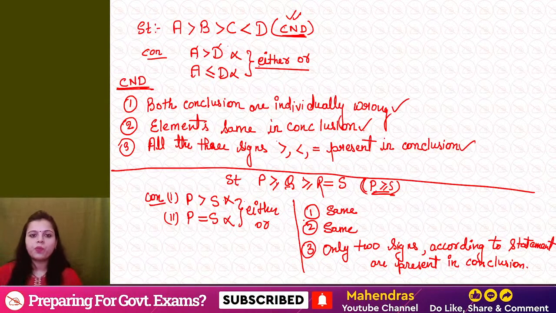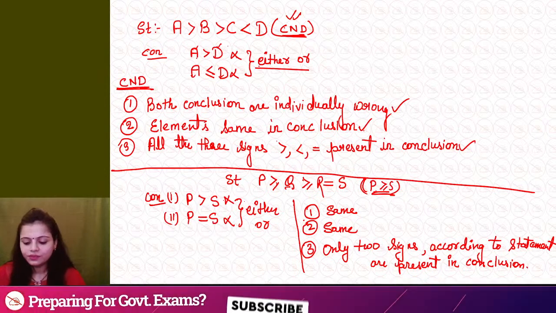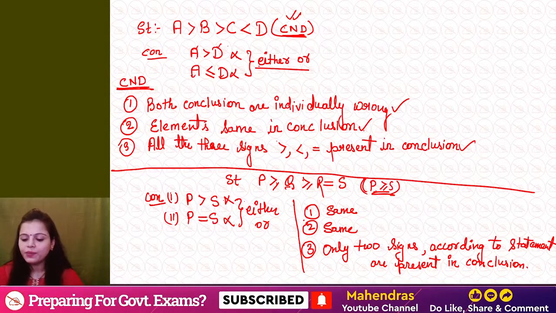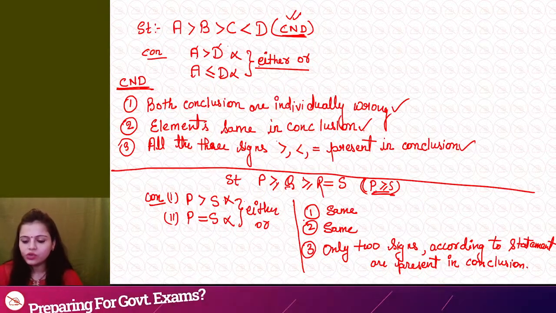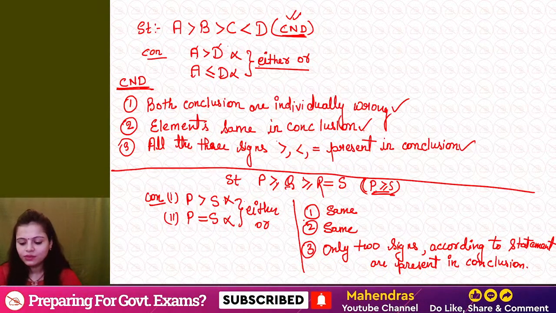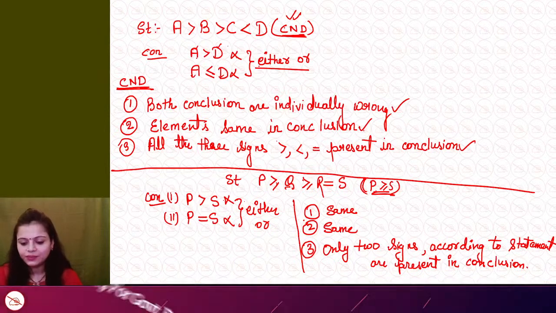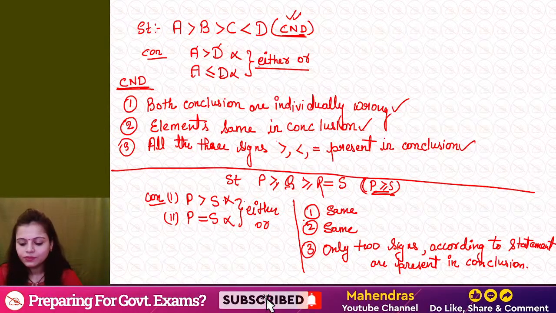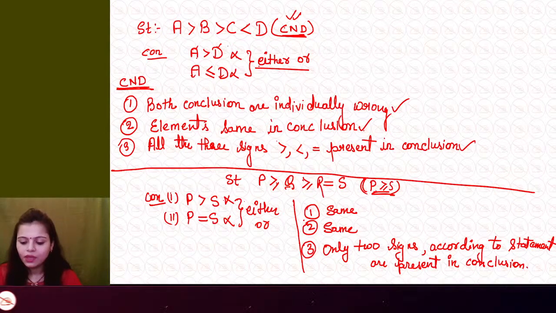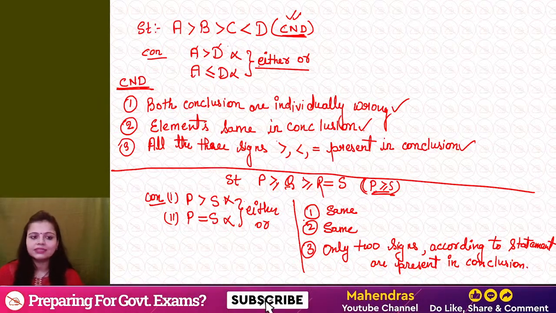I think the portion is clear now. Just tell me, does anybody have any doubt regarding these two conditions? You can ask your doubt or query. Then we'll do some questions based on these basics. I think the CND case and this two-sign case is clear now.